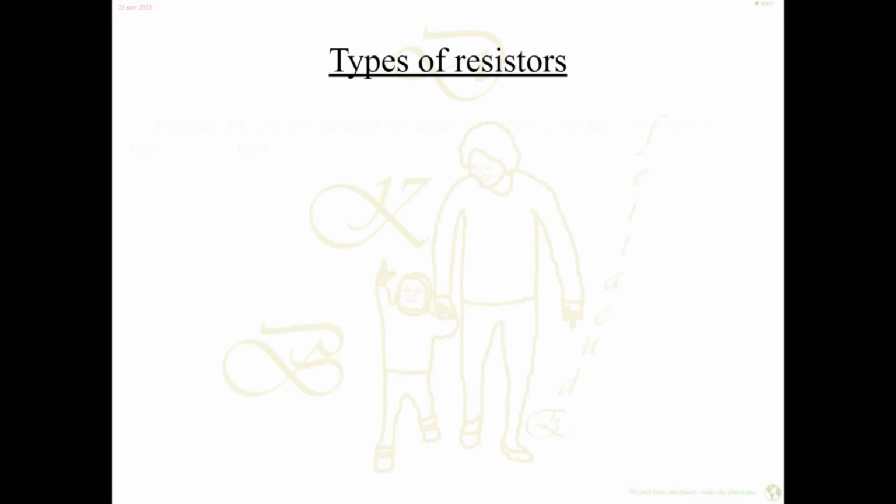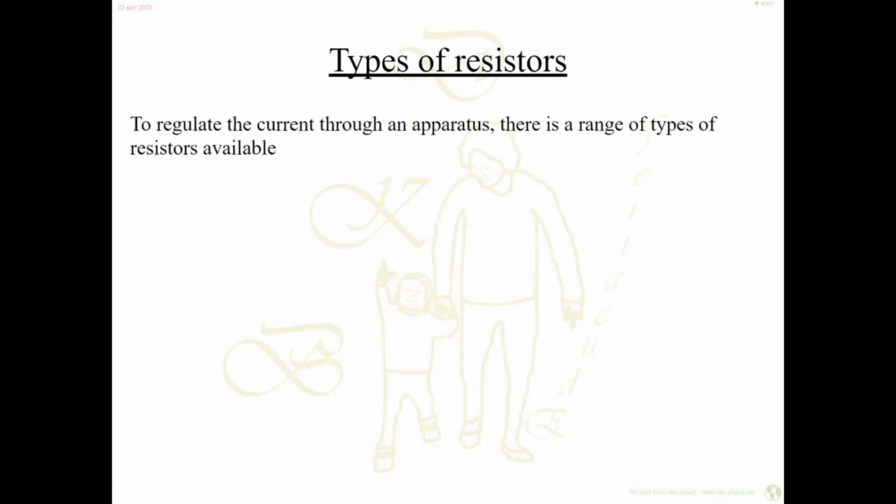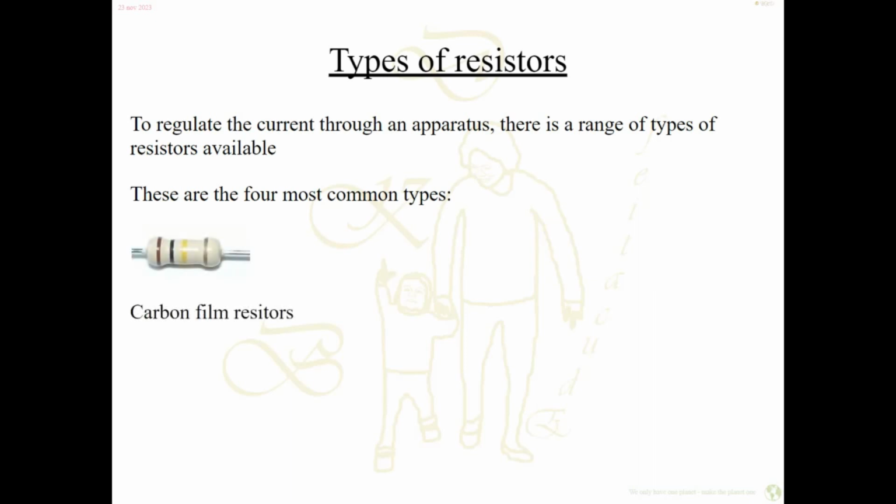Types of resistors. To regulate the current through an apparatus, there's a range of types of resistors available. There are four most common types. These are the carbon film resistors. You recognize them by this light grey color. We have metal film resistors. They're sort of bluish.